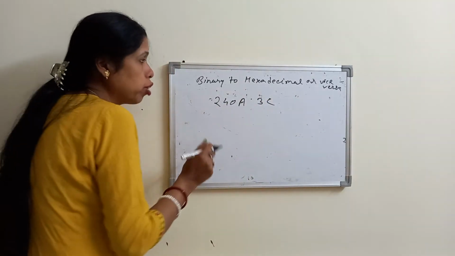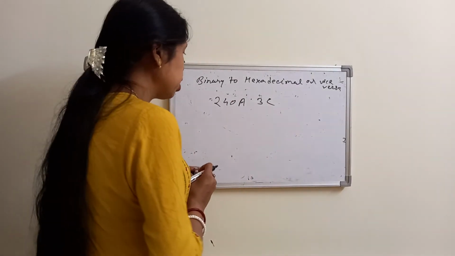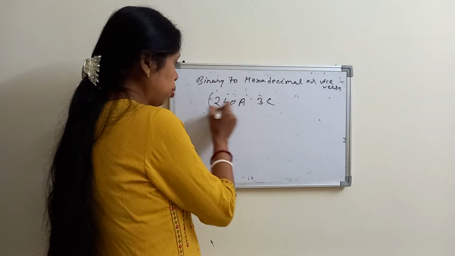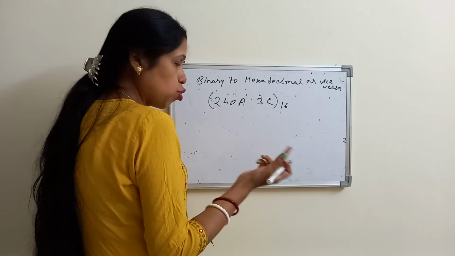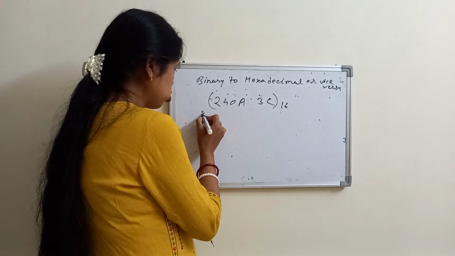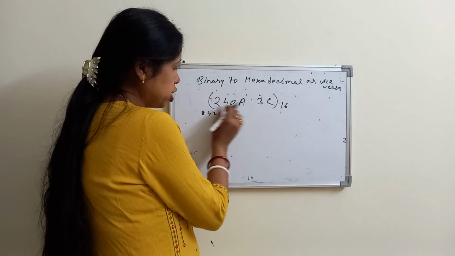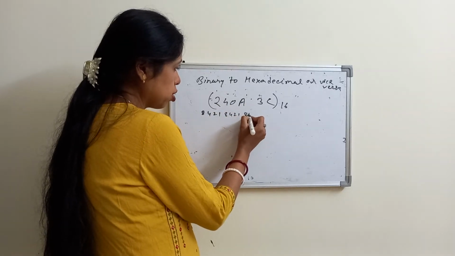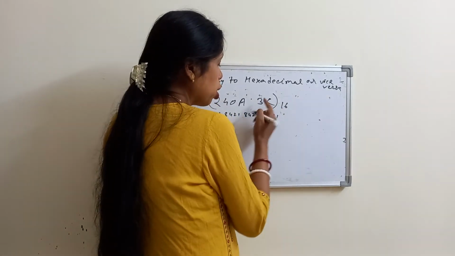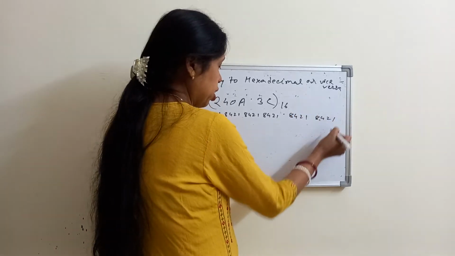Suppose any number is there, 240A.3C. This is the hexadecimal. How can you convert hexadecimal to a binary number? So this is a hexadecimal number, and each hexadecimal digit contains 4 bits. So how can you represent 2 in 8421 format? First I am writing 8421. Four digits are there before the point, so 4 times I have to write 8421. And after the point again 2 times I have to write 8421, because each digit contains 4 bits.